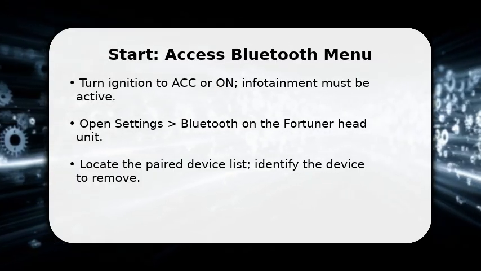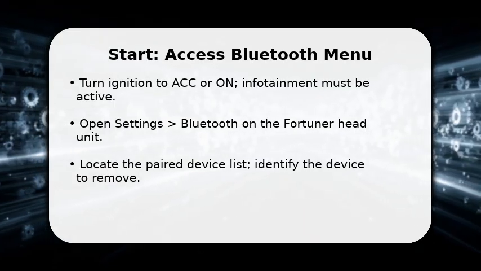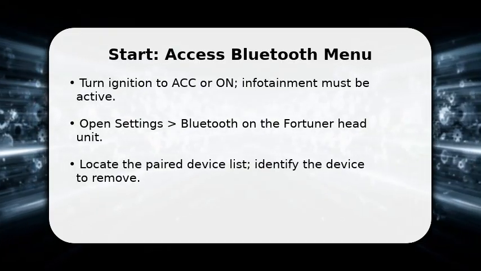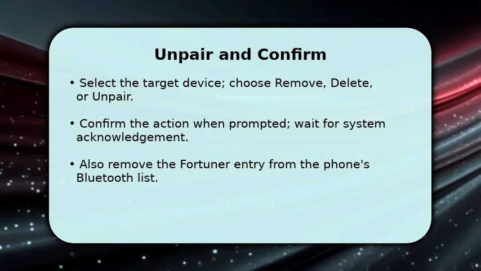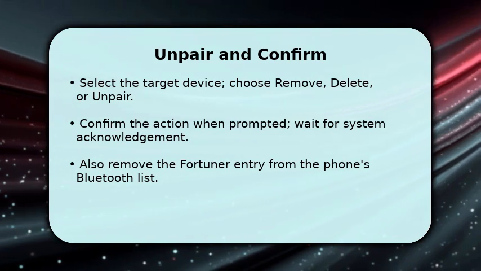If the list is long, scroll slowly and tap to highlight. Make sure you do not confuse similar names. Selecting the wrong entry could remove the wrong phone. Once you select the device, choose Remove or Unpair and confirm the prompt. This tells the head unit to forget the pairing keys.